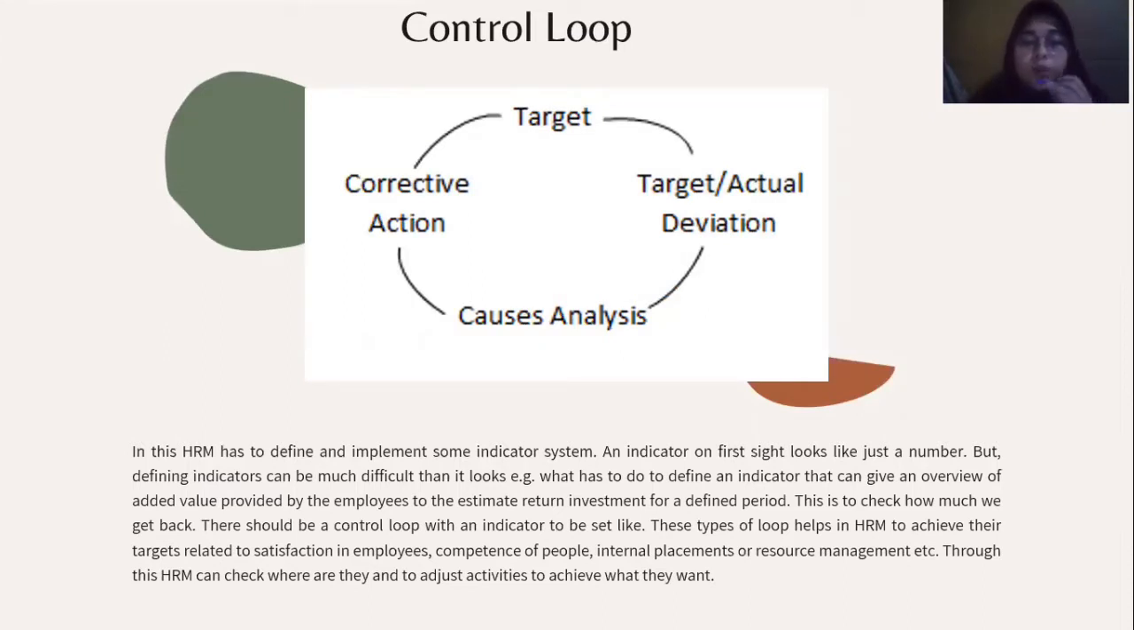There should be a control loop with an indicator to be supplied. This type of loop helps HRM to achieve their targets related to satisfaction of employees, competence of people, internal placement, or research management. Through this, HRM can check where they are and adjust activities to achieve what they want. So this is about the control loop of HRM infrastructure. First you make a target, then target or actual definition, cost analysis, corrective action, and repeat.